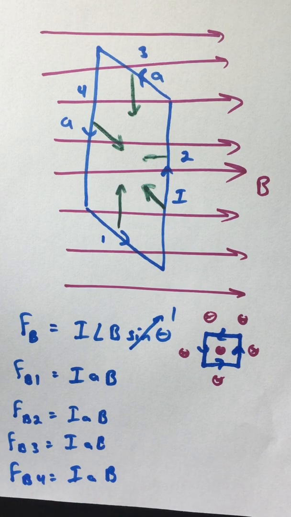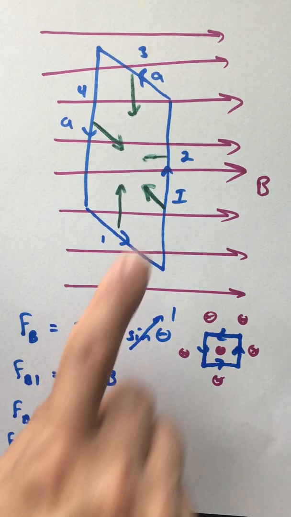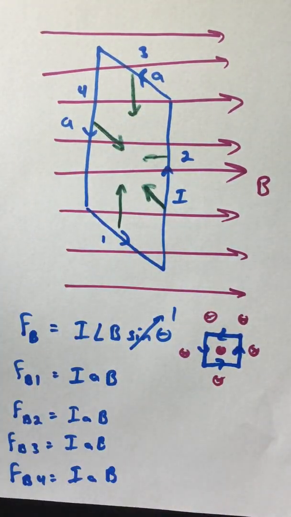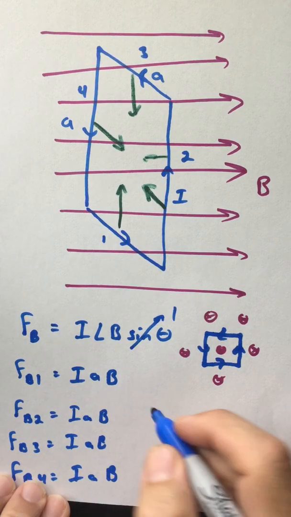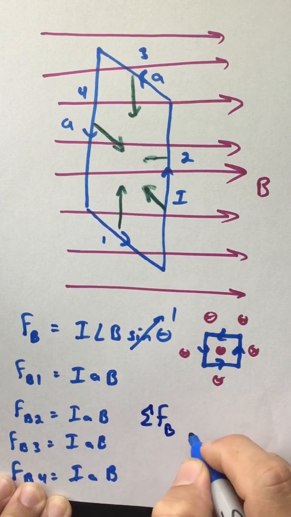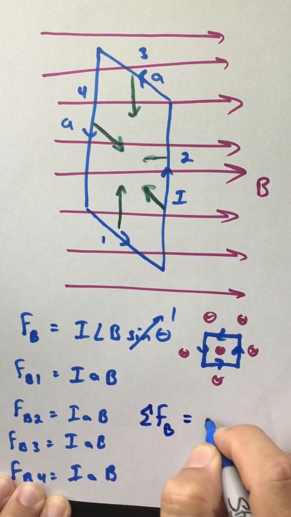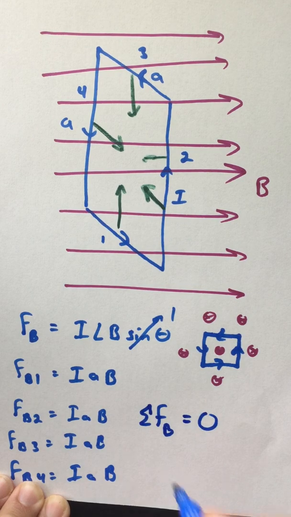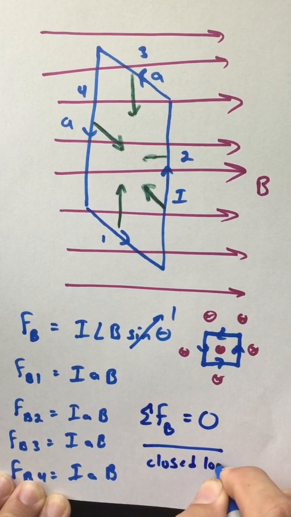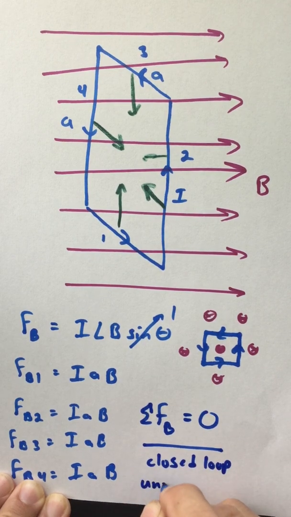Well, if that's the case, then certainly the total force on the loop has to just be 0. This force is going to cancel with this force, and this force is going to cancel with this force. That's really interesting, and it turns out that that's true. The net force on a closed loop is equal to 0. This is for a closed loop in a uniform field.